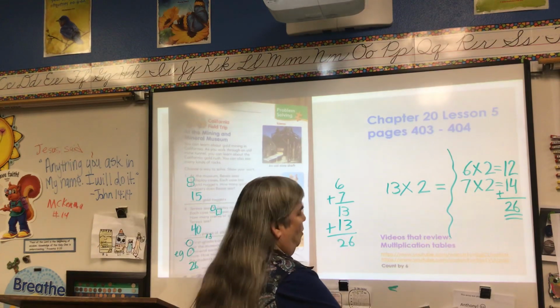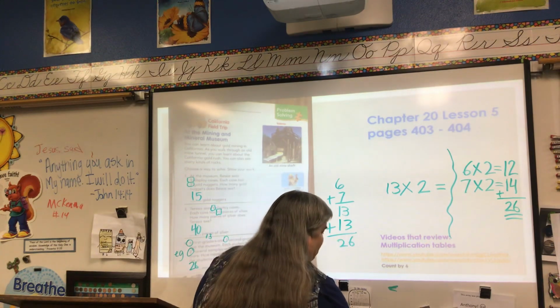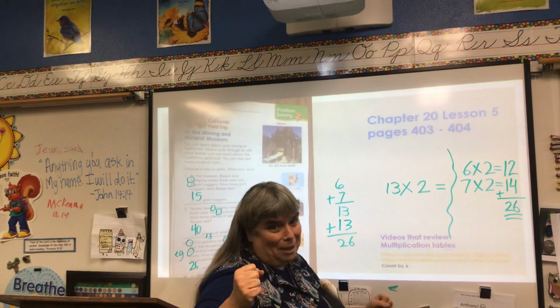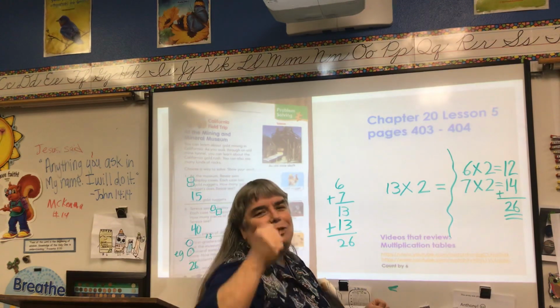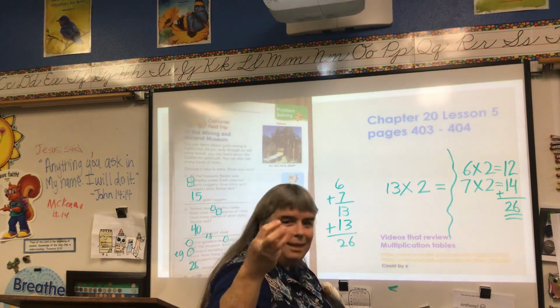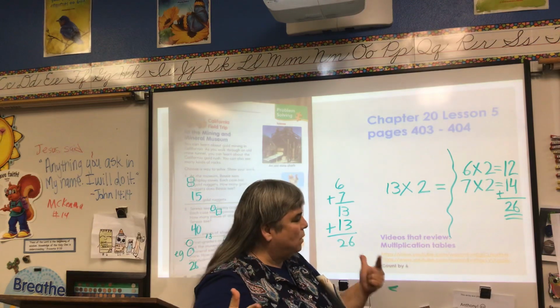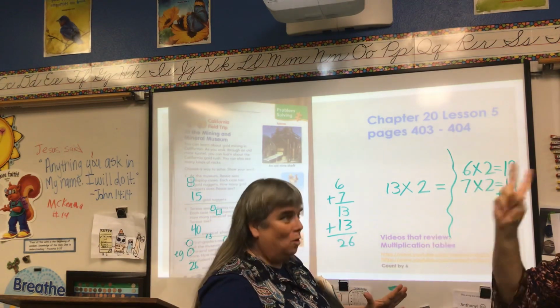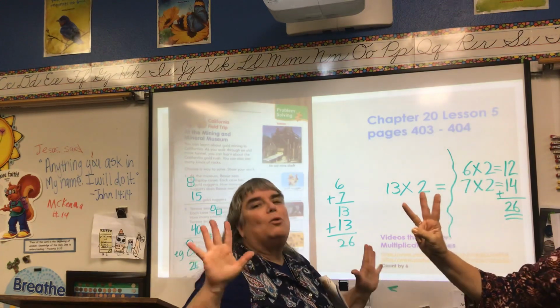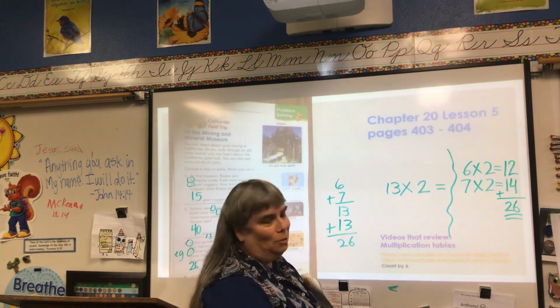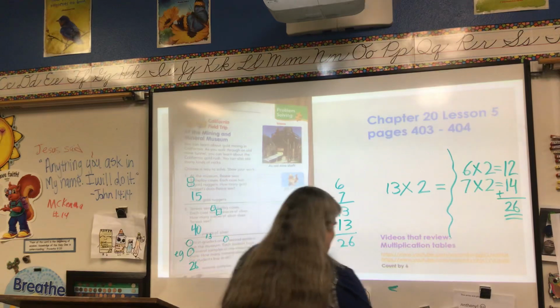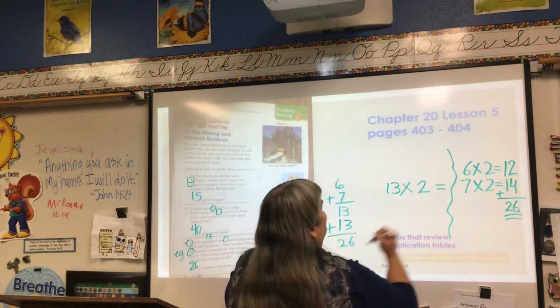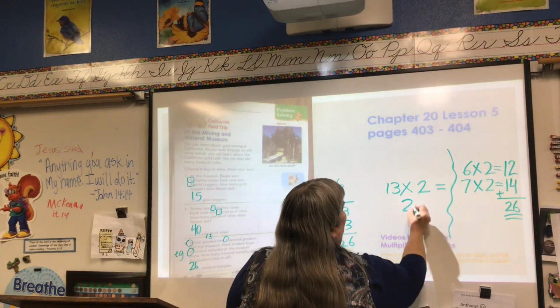Great. And now, if I can get all my fingers ready, skip counting by twos. Go ahead. 2, 4, 6, 8, 10, 12, 14, 16, 18, 20, 22, 24, 26. So 13 sets of 2 is definitely 26. Thank you. I thought I was going to have to take off my shoes.